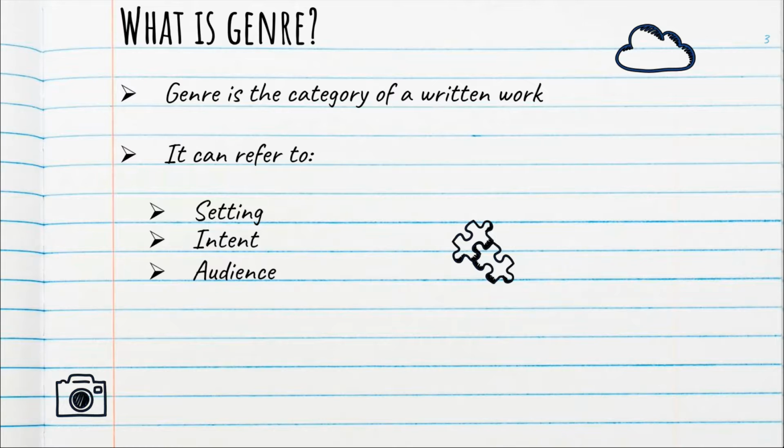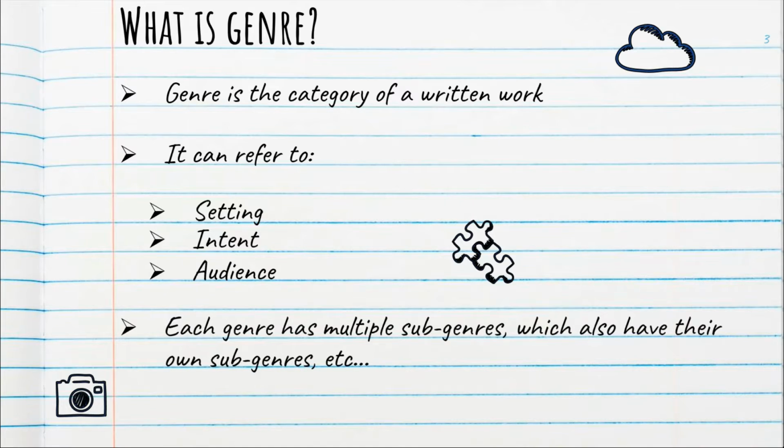We also categorize by audience. So who is the intended audience? Who does the author intend to read their story? So we have children's books, we have adult books, we have middle grade books, we have YA books, all right, things like that. But it's important to note that each genre has multiple subgenres, which also have their own subgenres, and they have their own subgenres, etc. All right. What I mean by this is that each genre can include other genres within them.